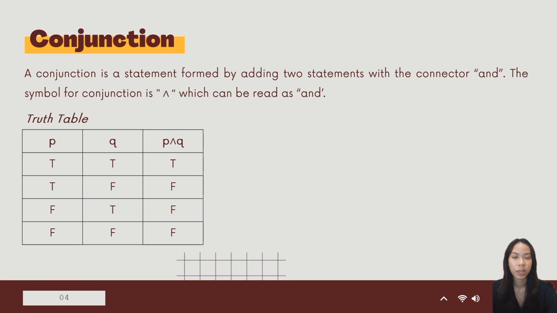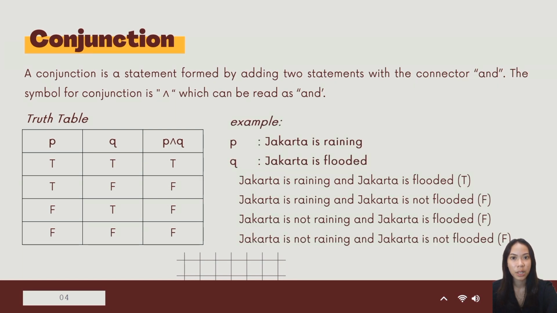P is true, Q is true, P and Q is true. P is true, Q is false, P and Q is false. P is false, Q is true, P and Q is false. P is false, Q is false, P and Q is false. Example: premise P, Jakarta is raining. Premise Q, Jakarta is flooded.